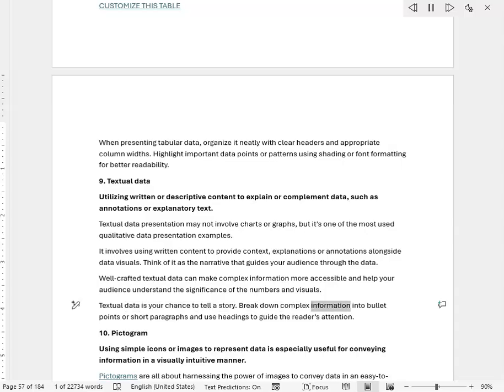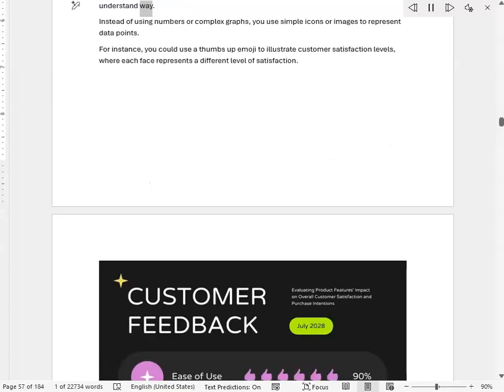Break down complex information into bullet points or short paragraphs and use headings to guide the reader's attention. 10. Pictogram. Using simple icons or images to represent data is especially useful for conveying information in a visually intuitive manner. Pictograms are all about harnessing the power of images to convey data in an easy-to-understand way.